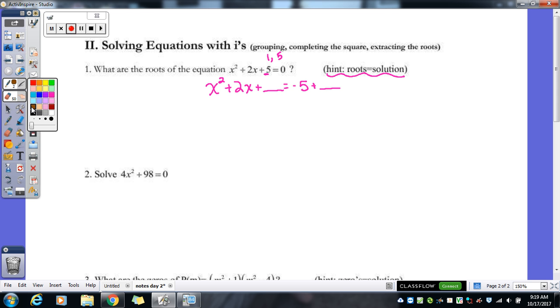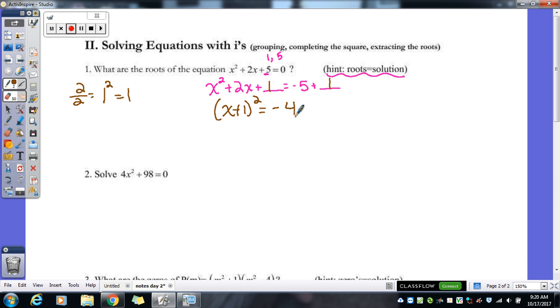So we would do 2 divided by 2, which would give us 1. And then you square the 1, so our number for the line is going to be a 1. So now we can factor the left side over here. That would factor into x plus 1 squared. I know it's going to factor that way. It always factors that way for completing the square. And that's going to equal a negative 4, because negative 5 plus 1 gives us negative 4.